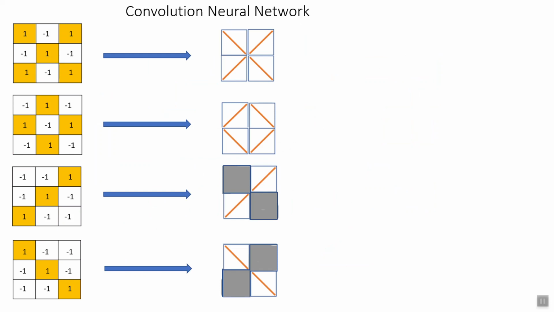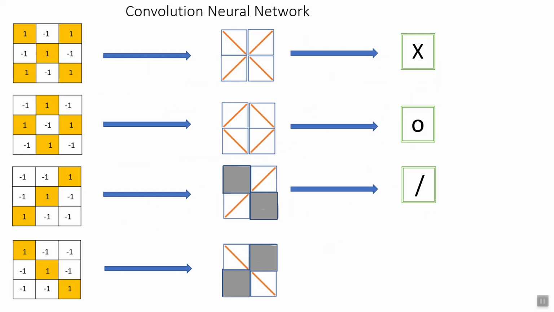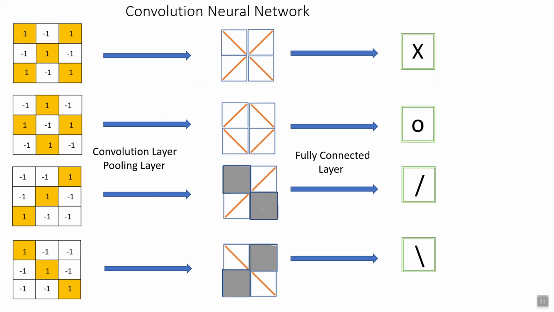And we take another step to turn this into an X, an O value, then forward slash diagonal and backward slash diagonal. Using these values we can convolve, or do the process. I am just going to give you an idea of how it works. The first part is called the convolution layer together with the pooling layer, and the second one is called the fully connected layer.